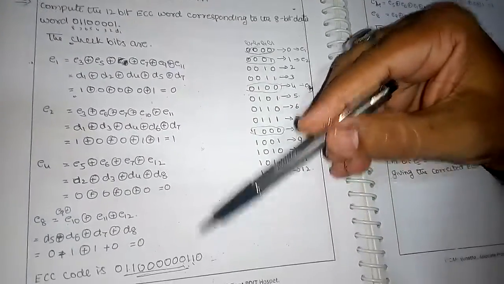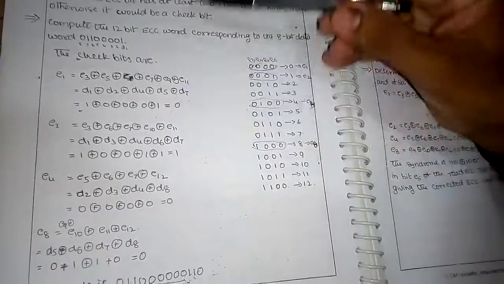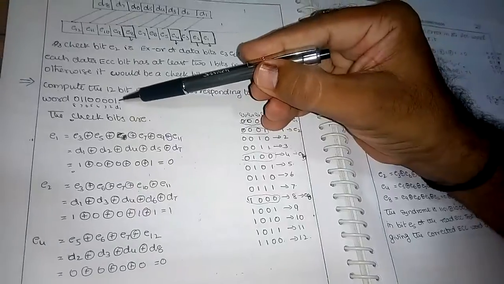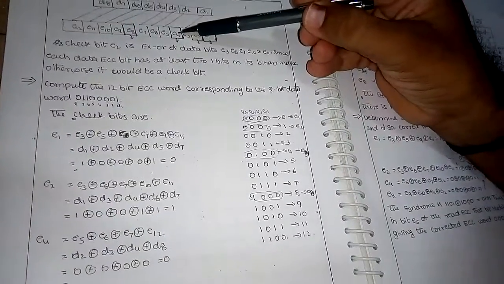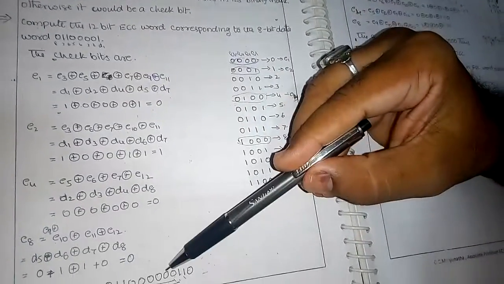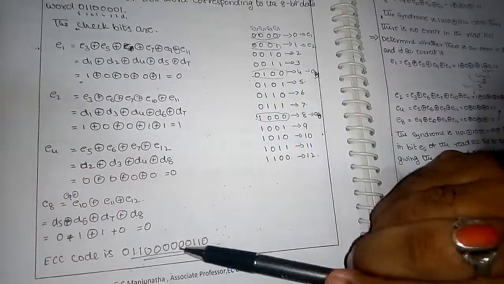E1 is 0, we have got it. E2 is 1, we have got it. E3 is nothing but D1, which we write here. Then E4 is 0, we write this. Like this, the corresponding ECC bits are written over here.